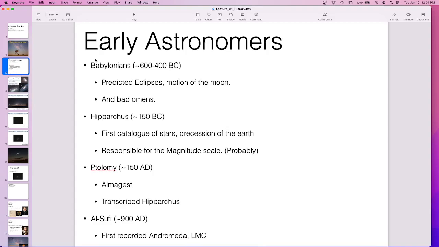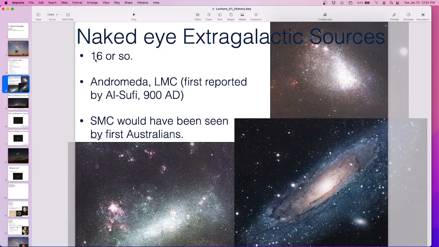So he wrote everything that he thought Hipparchus said. Al-Sufi was the first person who actually wrote down and notated that there are extragalactic objects out there. He's the first person to record Andromeda and the Large Magellanic Cloud. You can see both of those from Saudi Arabia. You can't see the Small Magellanic Cloud from Saudi Arabia. It's too low. So anyway, so we've been looking at extragalactic objects for a long time.